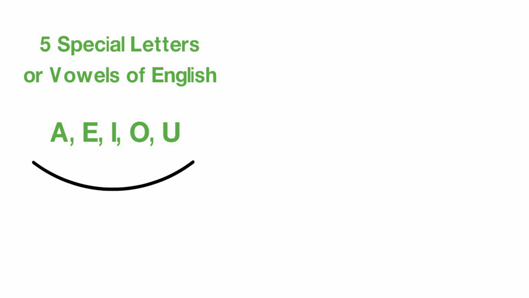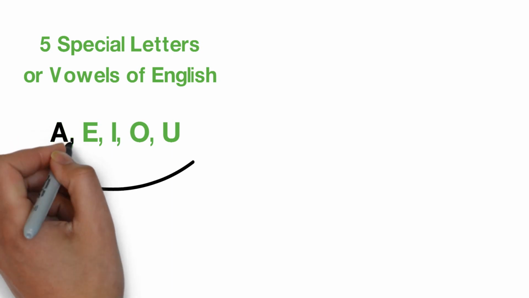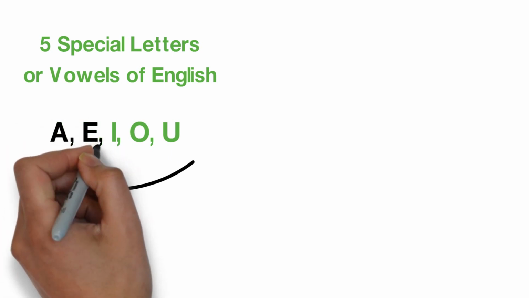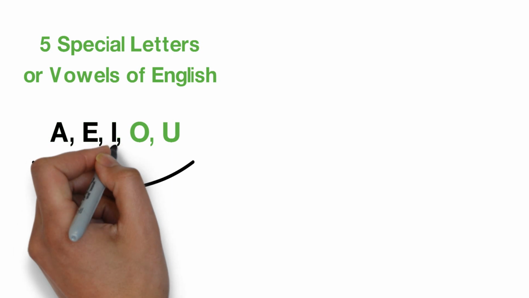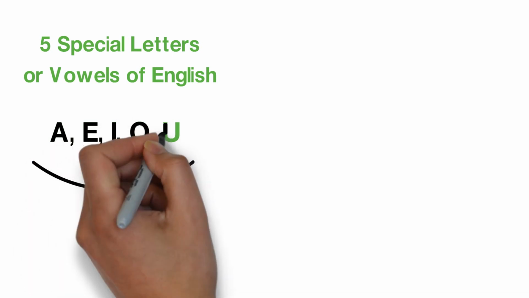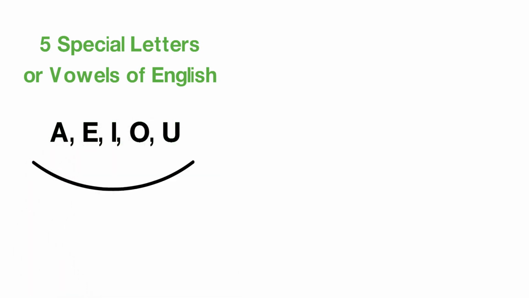A, E, I, O, U. So except these 5 vowel letters, the rest 21 letters are called consonants.